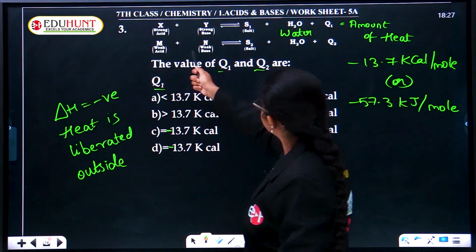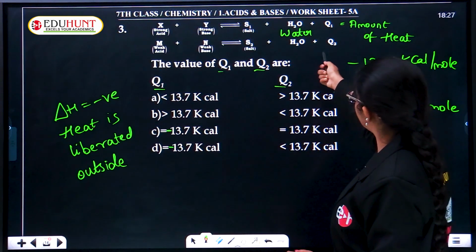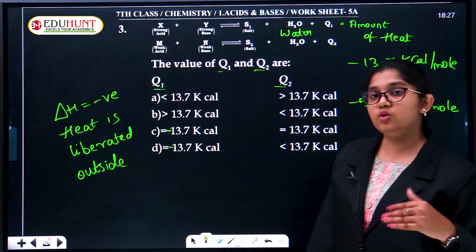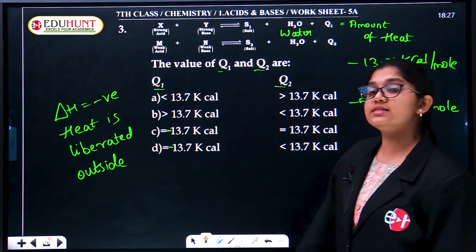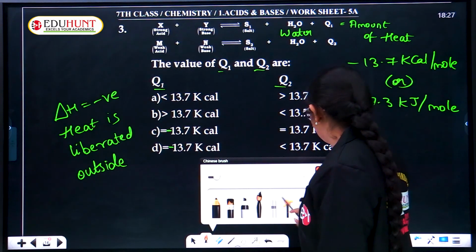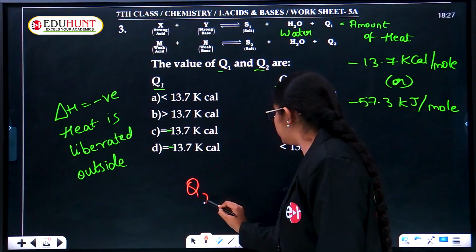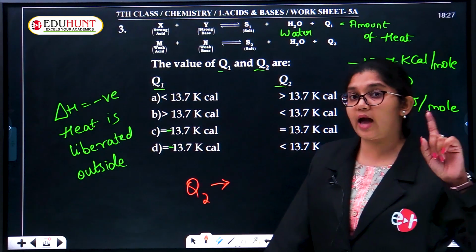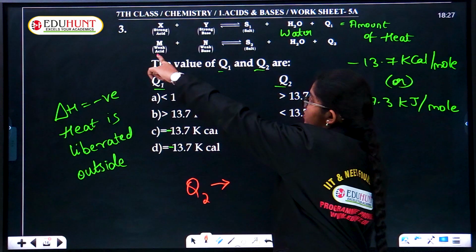And for weak bases reacting with weak acid, it gives salt and H2O plus Q2. Q2 has a value less than that of minus 13.7. You know why? Q2 is the reaction between a weak acid and a weak base.